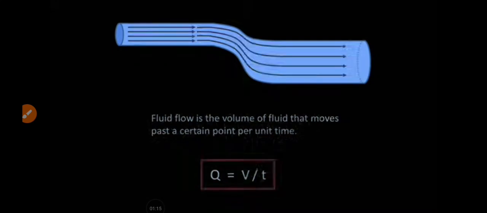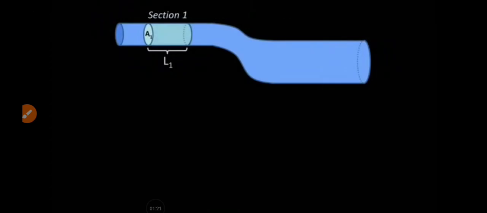We'll take an arbitrarily long section of narrow pipe here, and we'll define the cross-sectional area as area 1, and the length of the section as L1. From what we have just learned, Q1, or the flow of fluid through this segment, will be equal to the volume divided by time. We know that the volume of a cylinder is equal to the cross-sectional area times its height, or in this case, V1 equals A1 times L1.